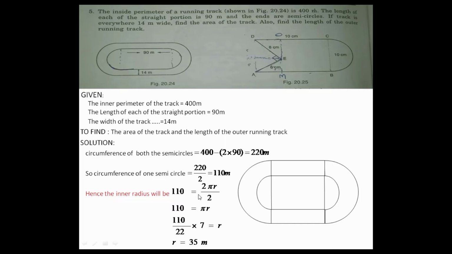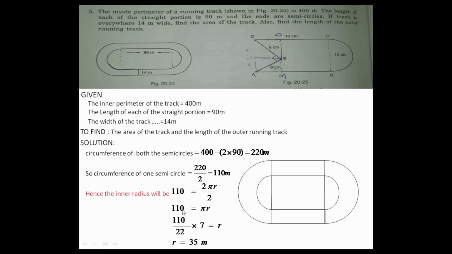Now what is the formula for the circumference of a semicircle? Everyone knows that the formula for the circumference of a whole circle is 2 pi r. So for a semicircle, we will divide it by 2, because a semicircle is half a circle. So we have got the formula of a semicircle's circumference, which is pi r.